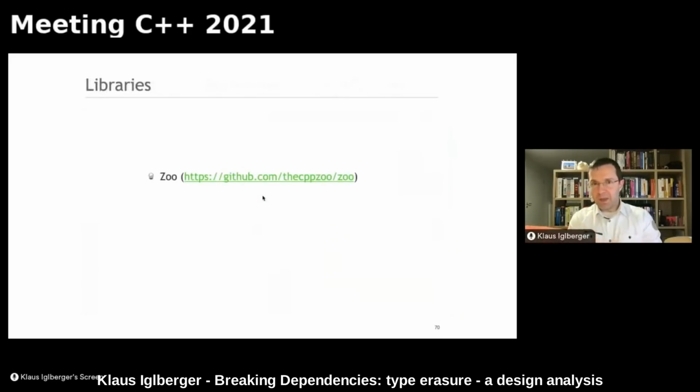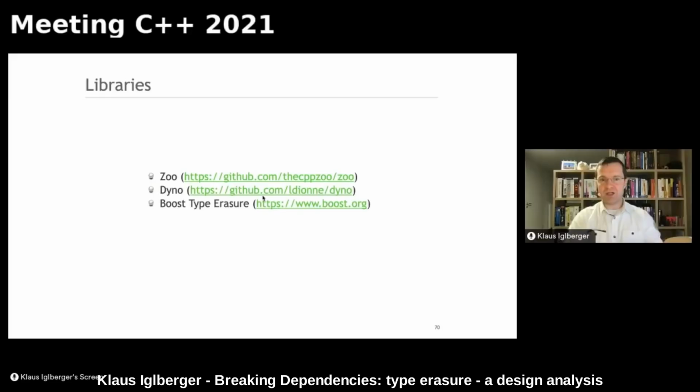So, still, can you save all the trouble of writing this yourself? You can. There's a couple of libraries like Zoo, Dyno, and also Boost Type Erasure that actually deal with type erasure in a nicer way. You don't have to write that much code. Take a look. Perhaps this is what you like, and else you still can, of course, implement this yourself.